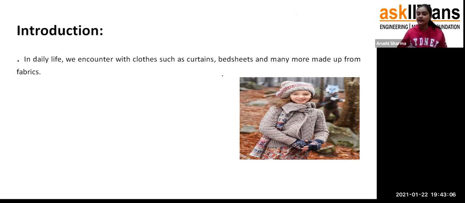We'll see that we have different types of fibers, so we get different types of fabrics. It's just that you are going to encounter all of these things in the form of clothes, bed sheets, cushions, curtains, towels, and everything like that. Okay, my dear students.